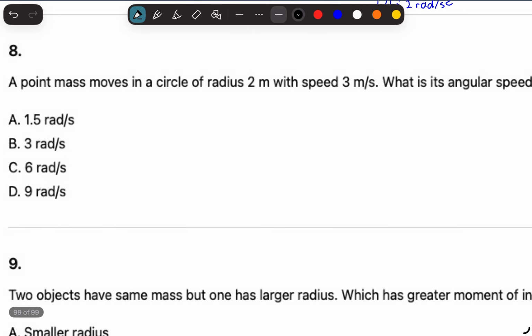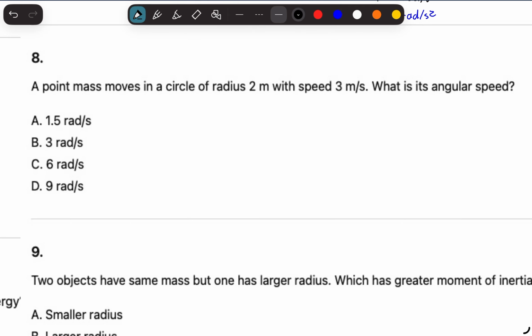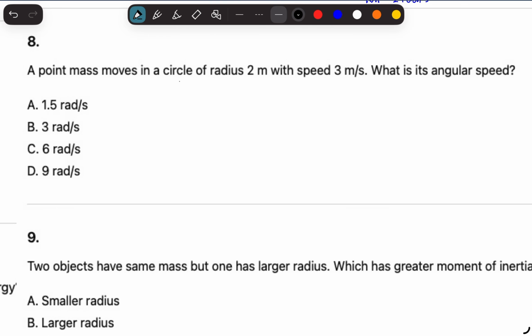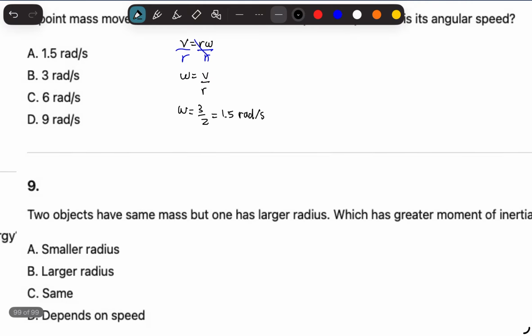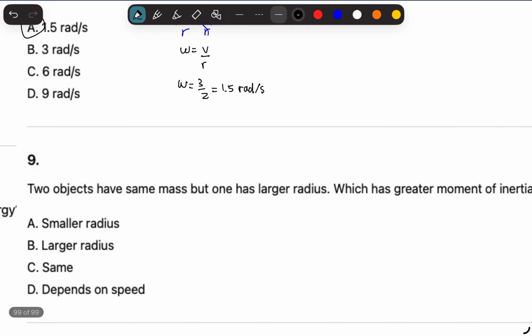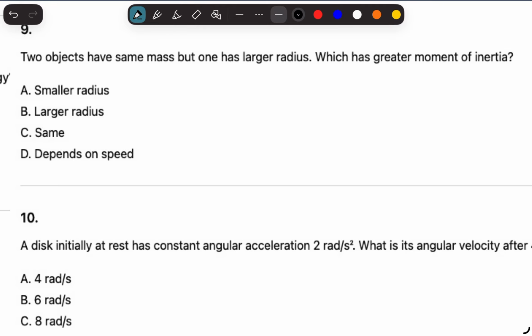A point mass moves in a circle of radius 2 with speed of 3 meters per second. What is the angular speed? So we have V is equal to r omega. Angular speed, you can divide by r. Omega is equal to V over r. So omega is equal to 3/2, which is 1.5 rad per second, because omega is rad per second. So that's A.